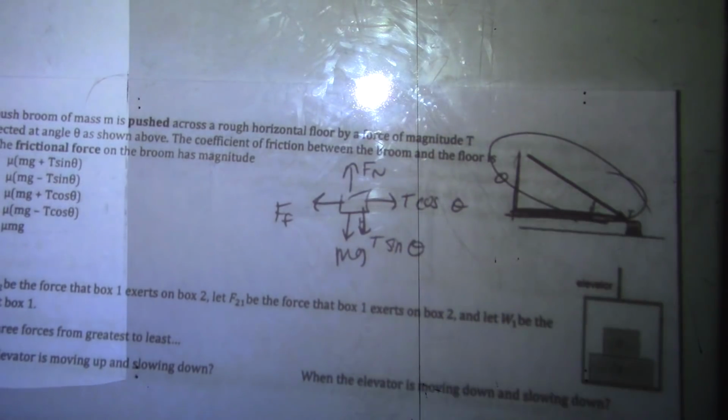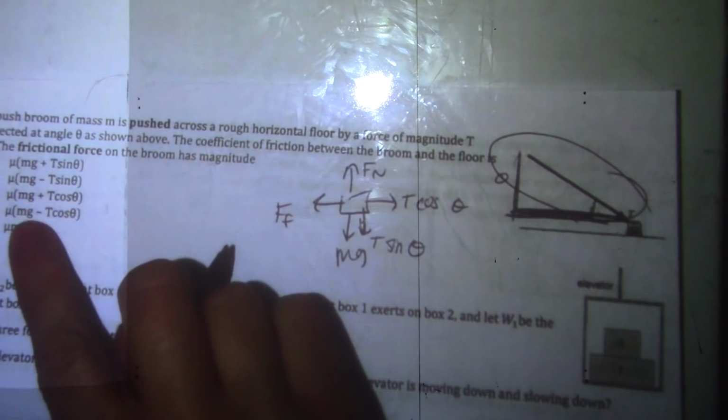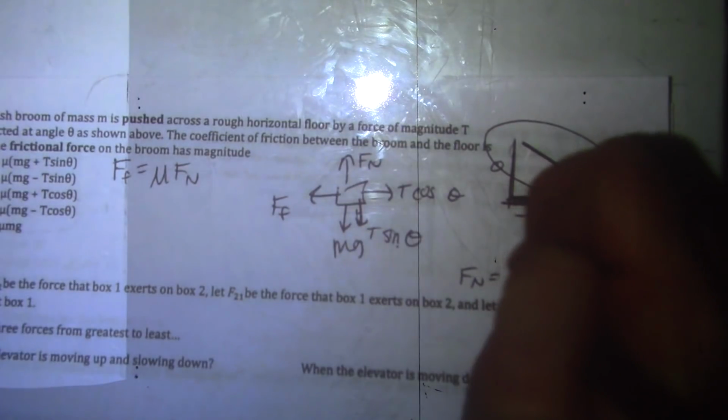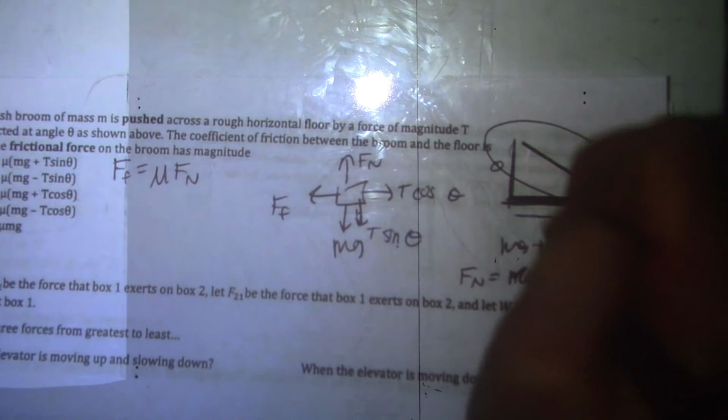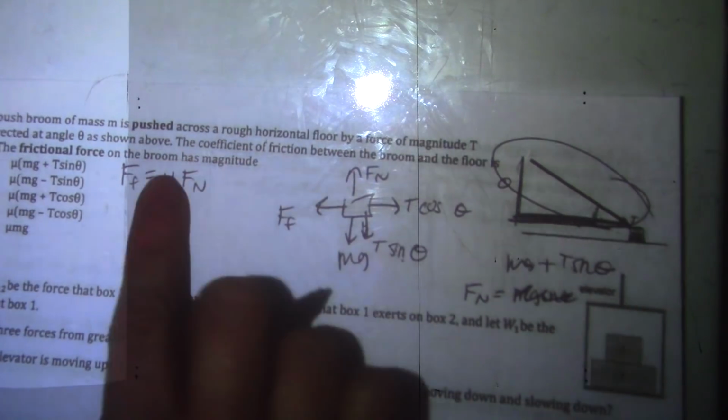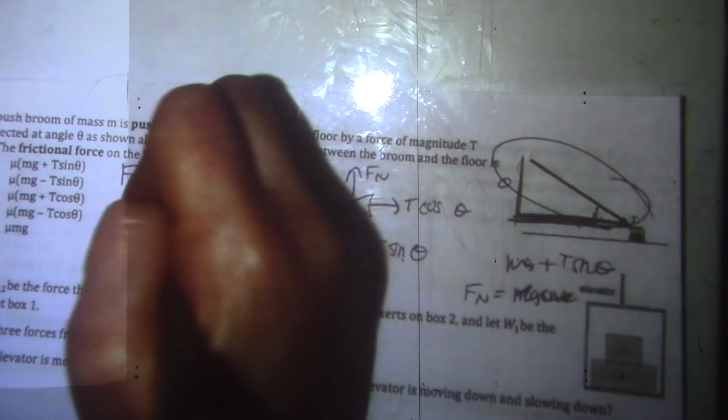And we're trying to find the force of friction. I noticed that all my answers have mu, so that tells me it's probably going to be the mu Fn method of finding friction. So you'll notice that Fn is equal to mg plus T sine. So because Fn equals mg plus T sine of the angle, you're just going to substitute that in for Fn. So this is mu times mg plus T sine, and that answer is A.